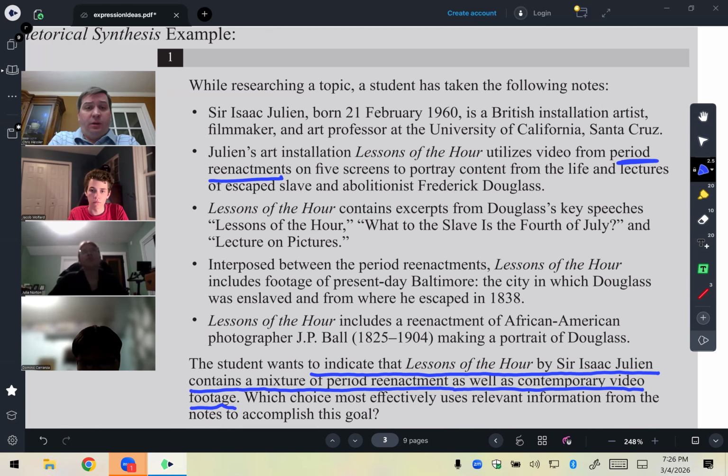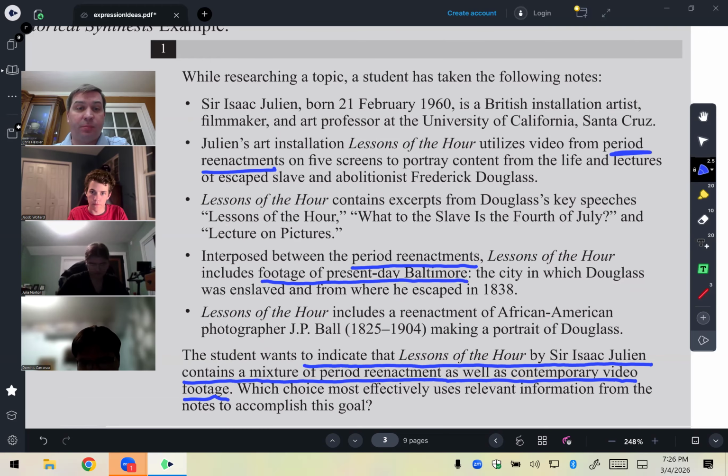We are looking for period reenactment. Lessons of the Hour includes footage of present-day Baltimore. Well, we definitely needed that part. That's the contemporary video footage that we were looking for in the student's goal. So Baltimore is the city in which Douglass was enslaved and from where he escaped in 1838. Here's my last bullet point.